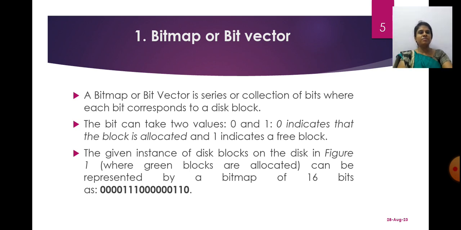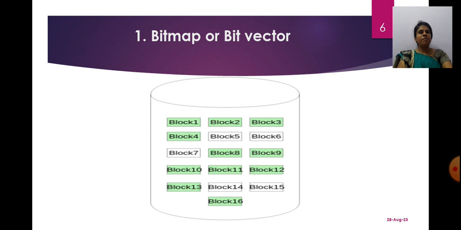So here the bitmap has the values 0, 0, 0, 0, 1, 1, 1, 0, 0, 0, 0, 0, 0, 1, 1, 0. That is, an allotted block is represented by the value 0. The blocks which are free are represented by the value 1.